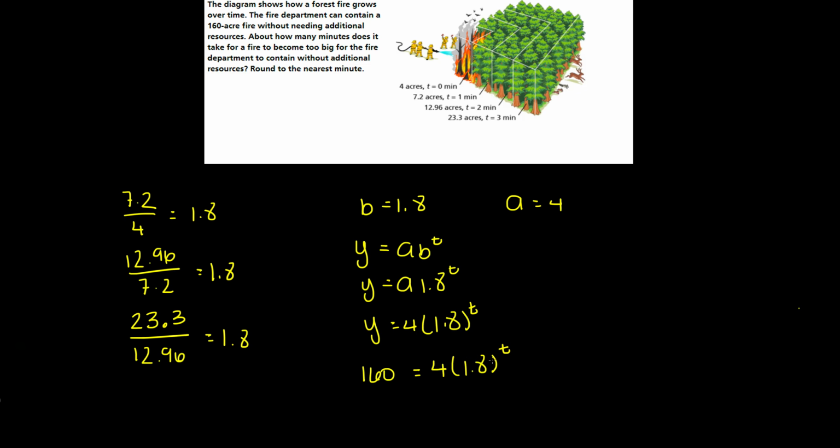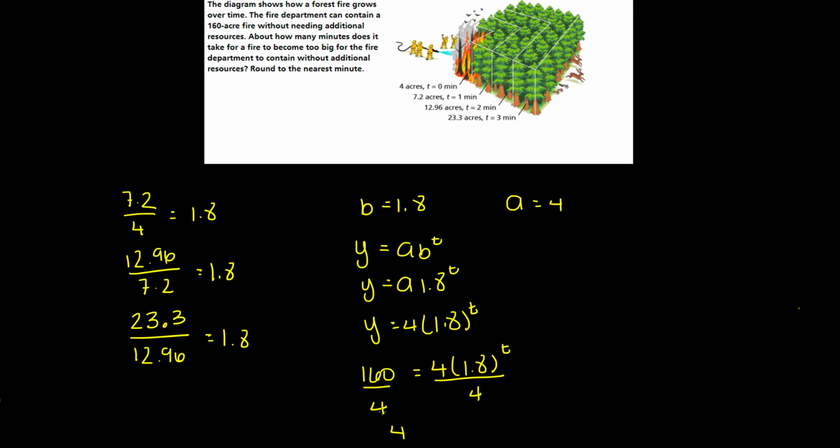We're not going to multiply this in and disrupt this t hanging out here. So what I'm going to do is log both sides. Log of 160 equals log of 4. Actually, you know what? I lied. I'm going to divide that 4 out right away. So I'm going to divide by 4. Make this a little bit easier on myself.